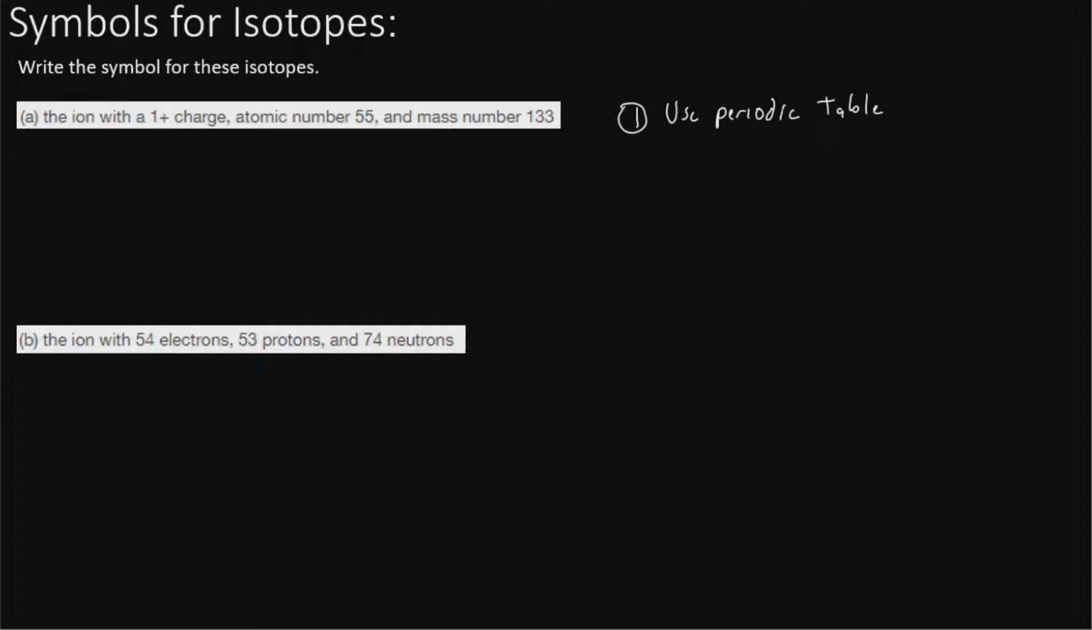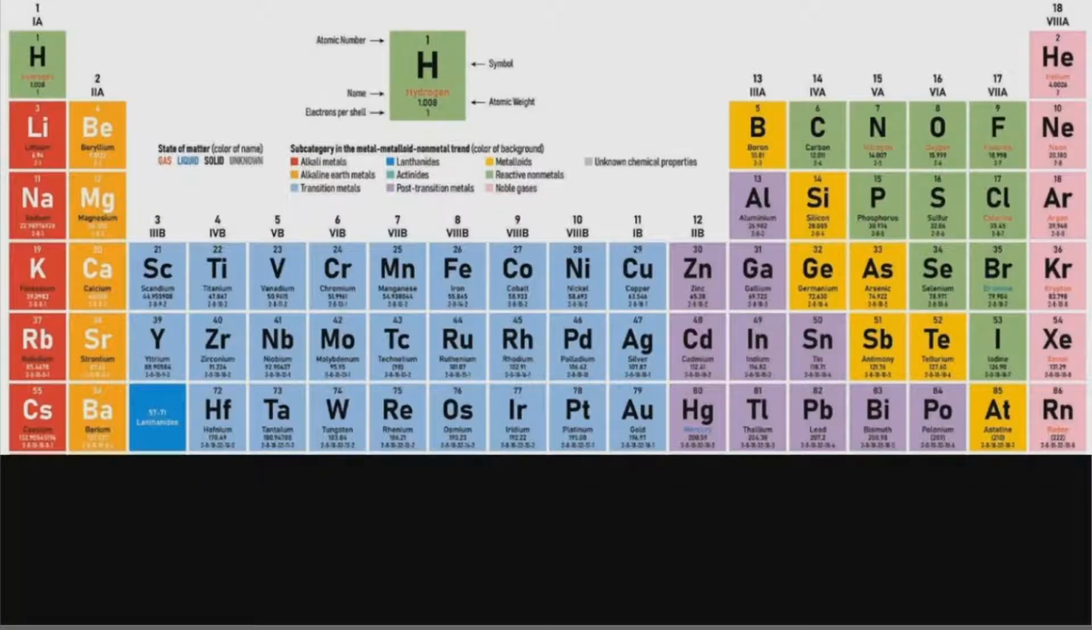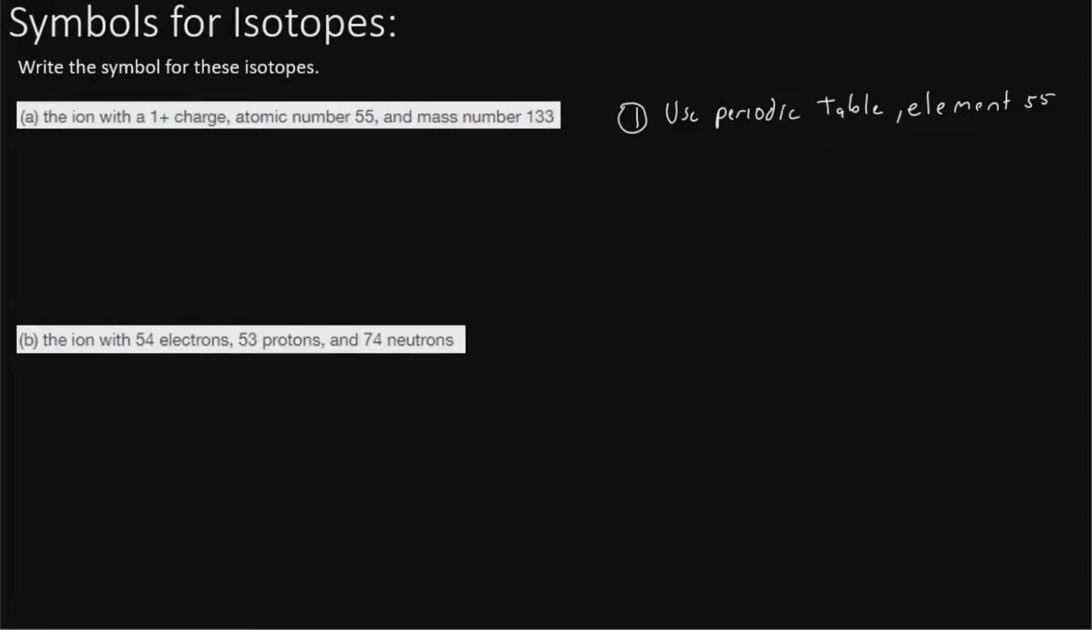We'll look under element number 55, because that's the atomic number. On the periodic table, we see that element number 55 is located here in the lower left corner. This element is cesium with the symbol Cs. So we'll begin by writing Cs, the symbol for the element, and in the lower left location, we will write the atomic number 55.